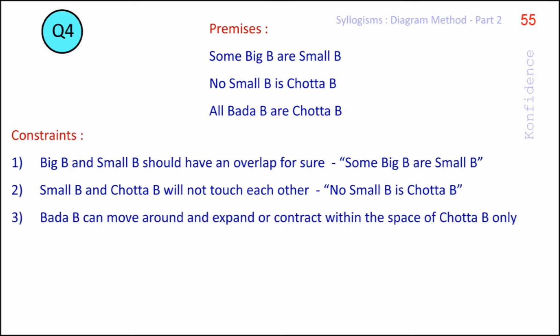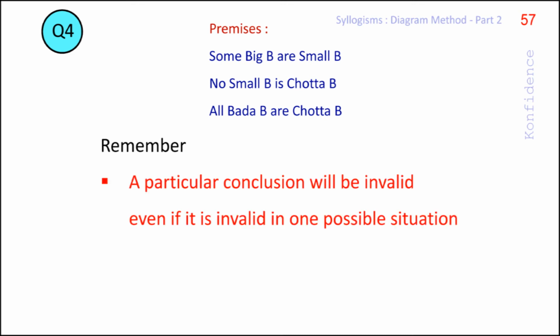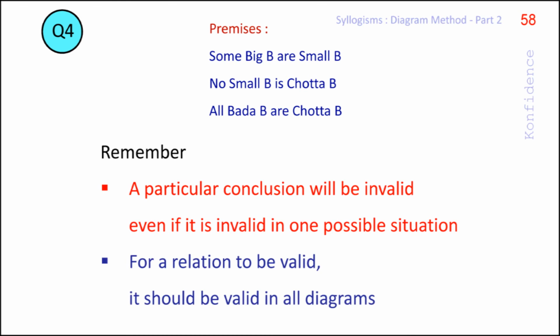3. Bada B can move around and expand or contract within the space of chota b only. When you imagine the different scenarios in your mind, remember the two important points once again. A particular conclusion will be invalid even if it is invalid in one of the possible situations. And a particular conclusion will be valid only if it is valid in all the possible scenarios. Let us go through each of the given conclusions one by one.